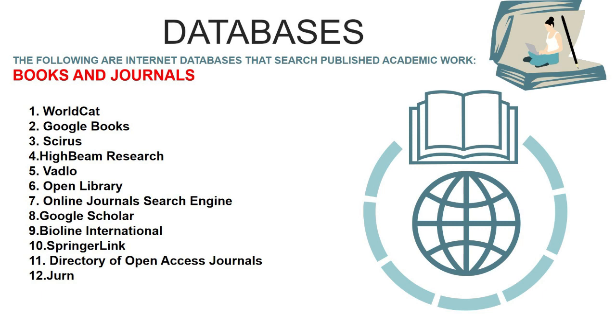For books and journals, here are the databases. Number 1, WorldCat, Google Books, Scirus, HighBeam Research, Vadio, Open Library, Online Journal Search Engine, Google Scholar, BioLine International, Springer Linked, Directory of Open Access Journals, and Journ.